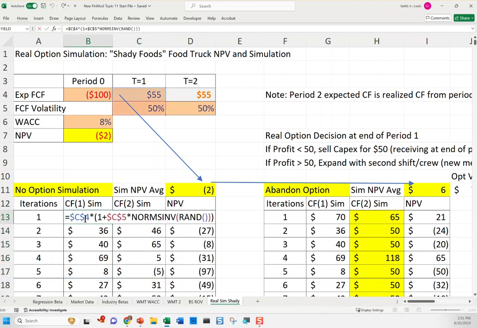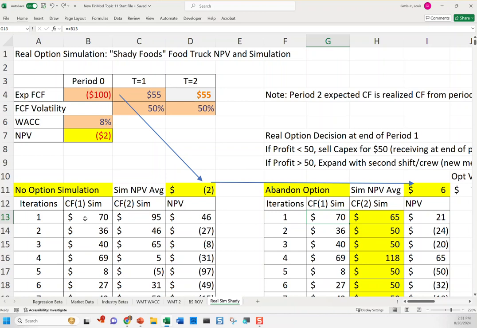So this is my simulation for year one. My simulation for year two is based on what happens in year one. And then here's my NPV. It's the present value of both cash flows minus my $100 investment. And notice when I take the average of those simulations, I get minus 2. And I've mentioned this earlier, if you choose symmetric distributions, and normal distributions are symmetric, you will get the simulation mean NPV be the same as just doing it using my base case analysis. But this simulation allows me to value that option to abandon.